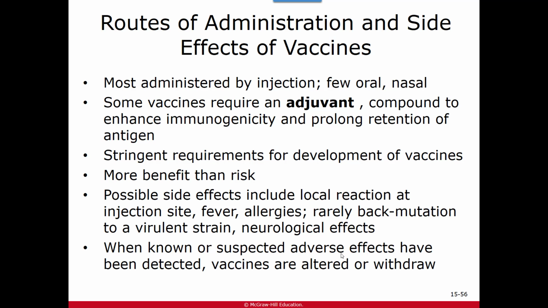Some vaccines do require something called an adjuvant. It's a compound that's added to increase the immunogenicity, meaning how effective it is at activating our immune system, and how long that vaccine and that triggering of our immune system lasts.